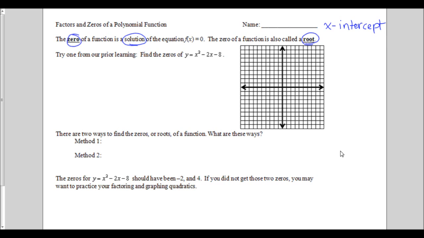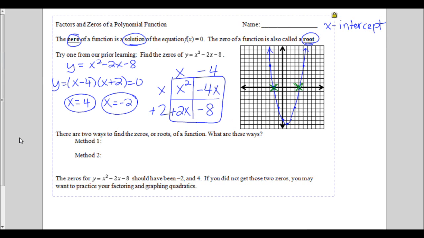So start out with trying one from our prior learning. Let's find the zeros of y equals x squared minus 2x minus 8. You can pause the video while we do that. So I just solved this two different ways. I solved by factoring first, and that's over here. And when I solved by factoring, I set each factor equal to 0, and I got x equals 4 and x equals negative 2.